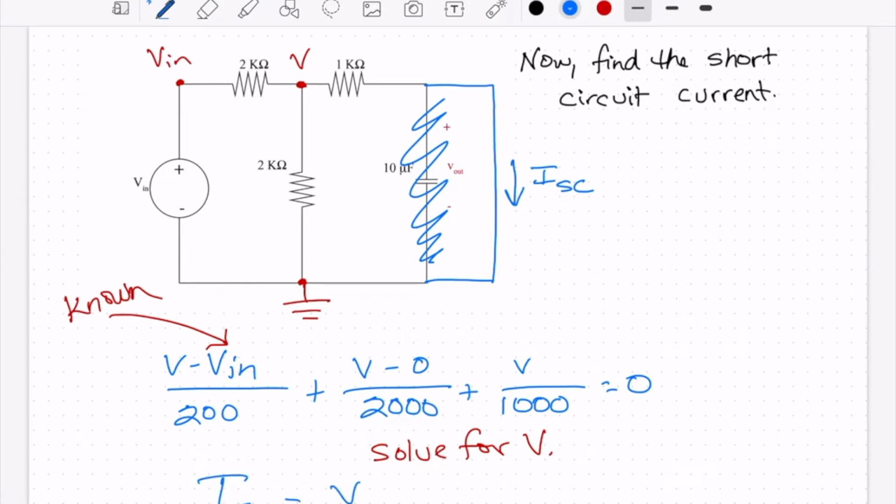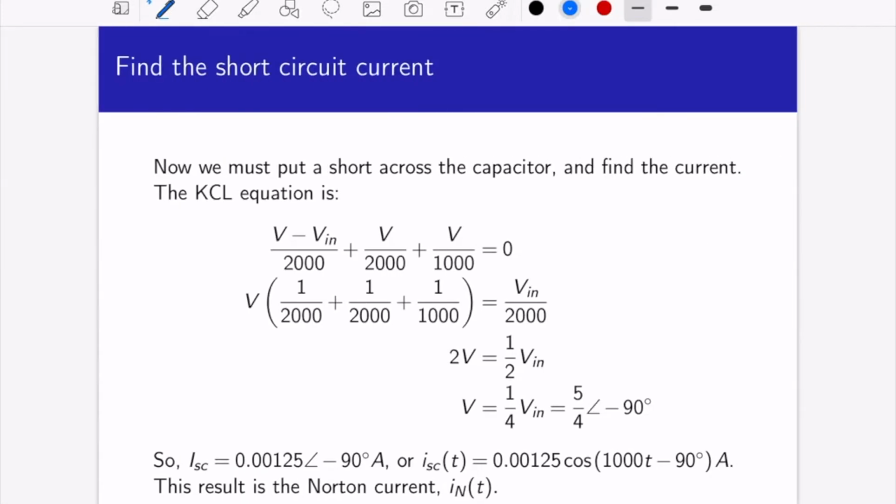Okay, so there's our basic equations. Here they are written down again, and I've stepped through some of the steps of solving. Here's our equation from the previous slide. I just factored out all the coefficients for V on the left, moved V into the right, and I get a value for V to be equal to a quarter Vn. And Vn, of course, remember, is 5 at an angle of minus 90 volts.